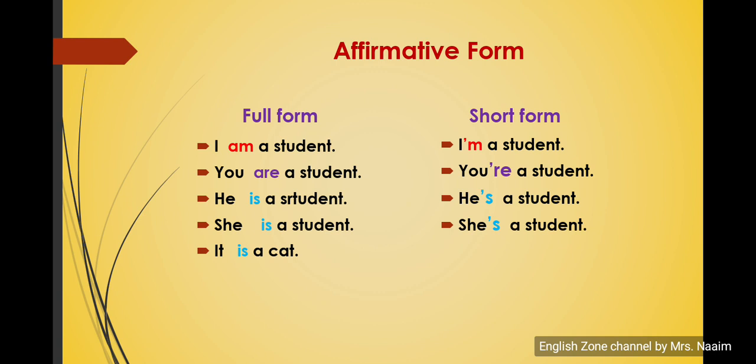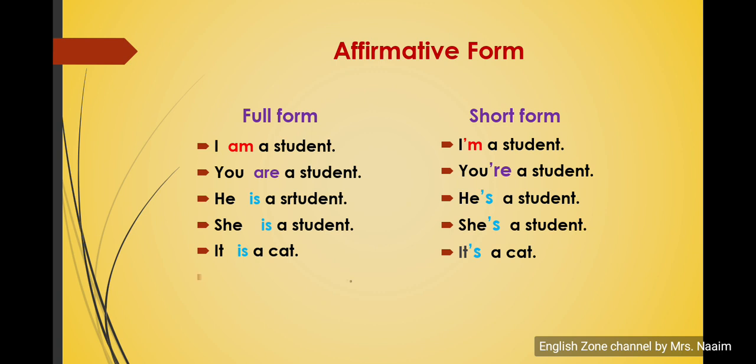It is a cat. هي قطة. Okay. So the verb to be in this sentence هو is. Okay. Now let's take a look at the short form. So the short form here we have, okay, it's a cat. هي قطة. هنا كذلك حذفنا I ووضعنا عوضها apostrophe.